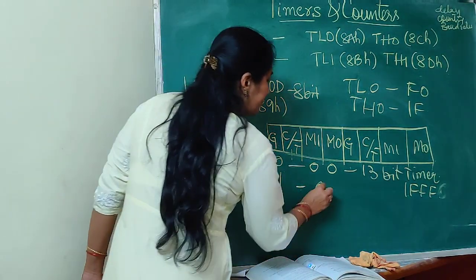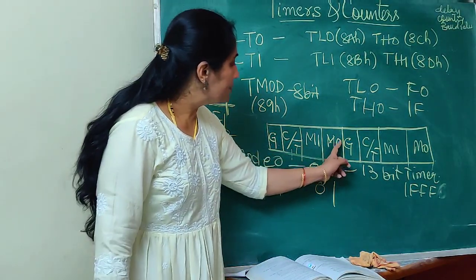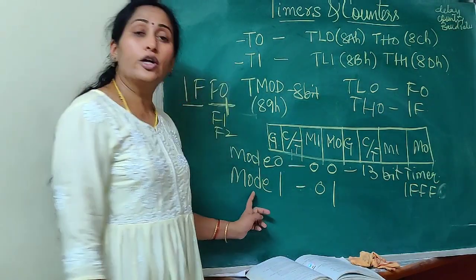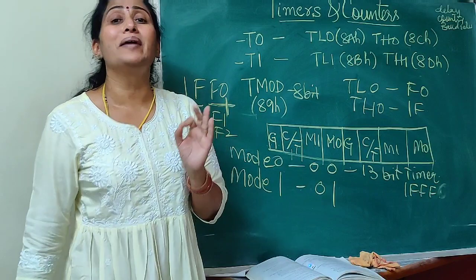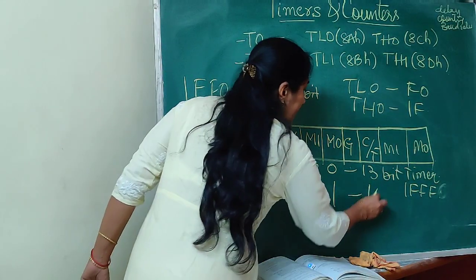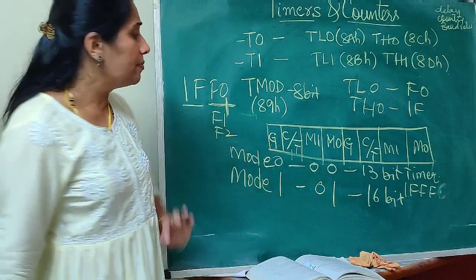Mode 1, what is it? This is going to be 0 1. 0 1 means M0 bit has 1 and M1 bit has 0, so this is going to be mode 1 operation. And it is going to give you the biggest delay, the highest delay in the 8051. This is going to be a 16 bit timer.